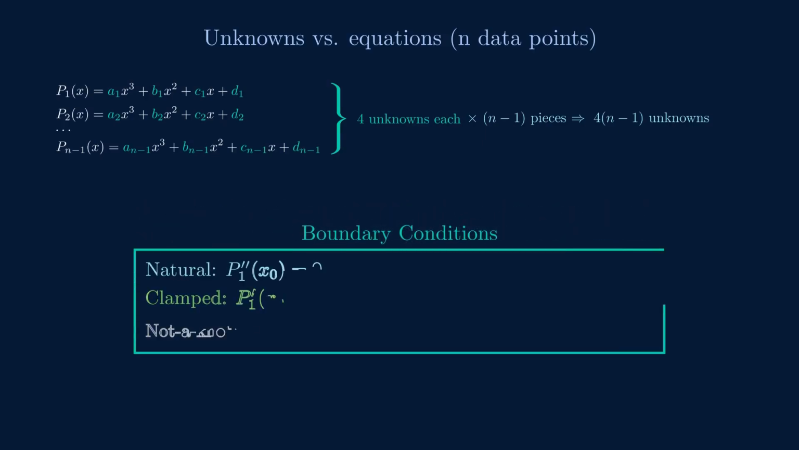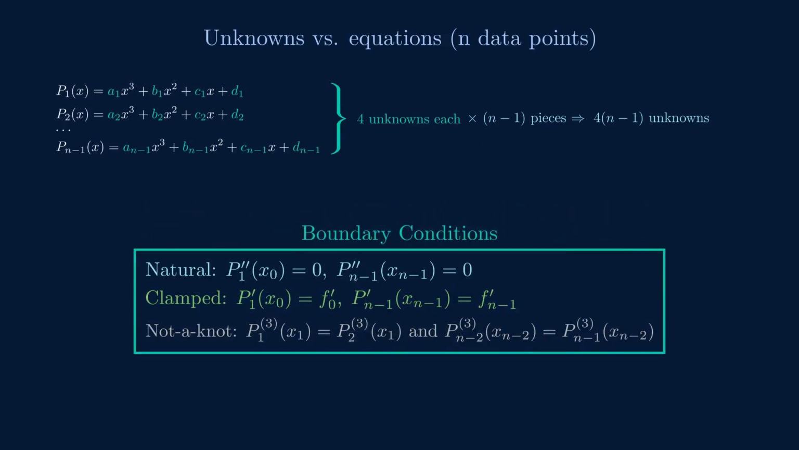These 2 extra equations come from boundary conditions. Natural splines set the second derivative to 0 at both ends. Clamped splines match the slope at the endpoints. Not-a-knot splines match third derivatives at the first interior points.